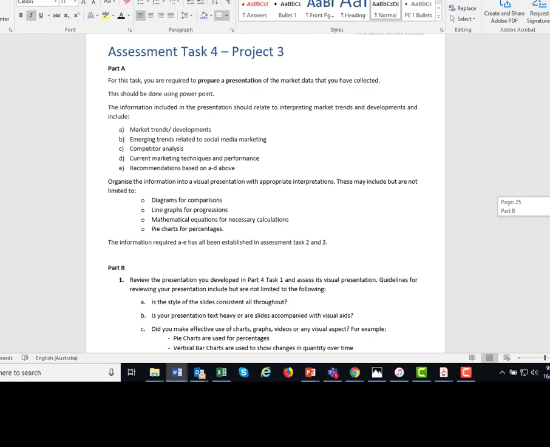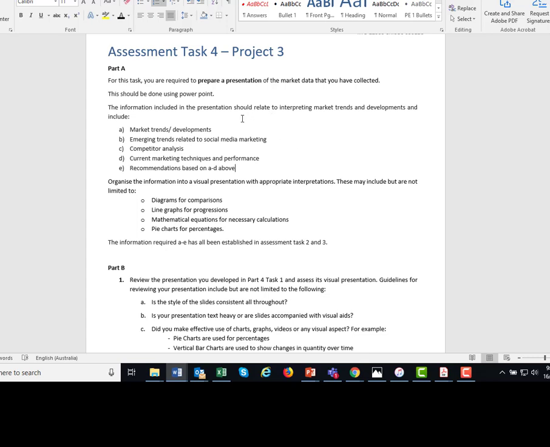Once they've done all that, they need to put together a PowerPoint presentation, which is what this talks about. The PowerPoint presentation needs to look at marketing trends, emerging trends, competitive analysis, current marketing techniques and performance, and recommendations based on A to D above. So basically all this information is what they collected in assessment tasks 2 and 3, which I've been speaking about for the last 3 minutes. But instead of just presenting it as assignments, now they've got to put it into a PowerPoint presentation as if they're presenting it to the company.